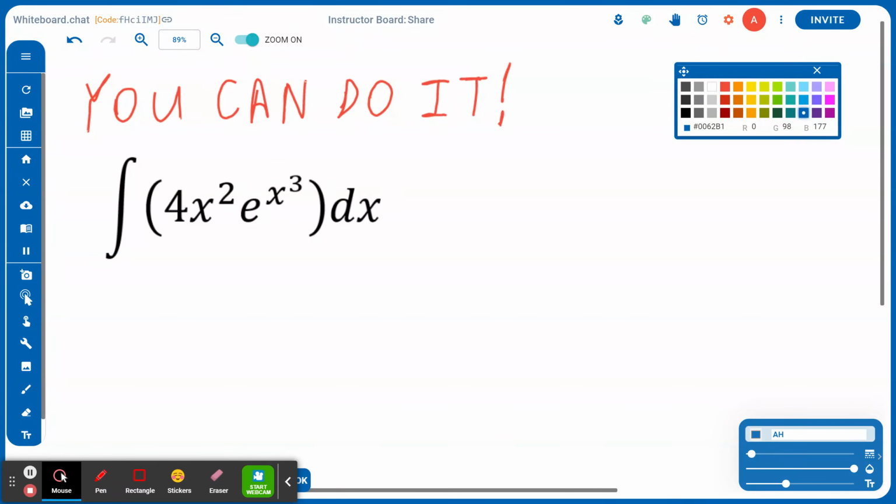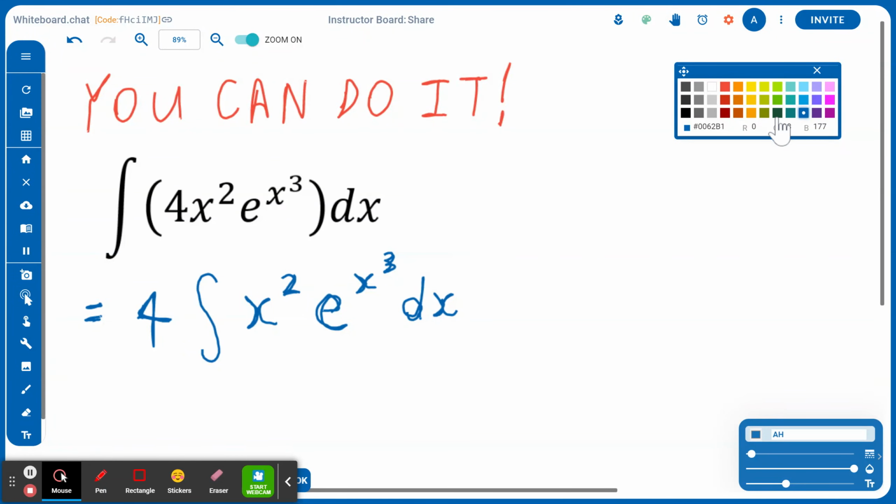Hi everyone, let's take a look at the following example. Find the integration or the antiderivative of 4 times x squared times e to the power of x to the power of 3 with respect to x. Step number 1, when you think about the constant 4, you can bring this to the front. So you can rewrite this as 4 times the antiderivative of x squared times e to the power of x to the power of 3 with respect to x.